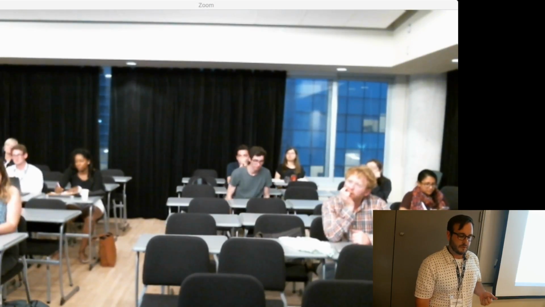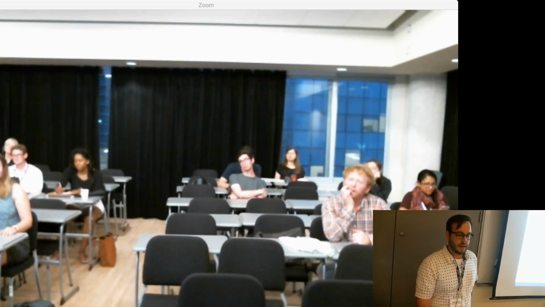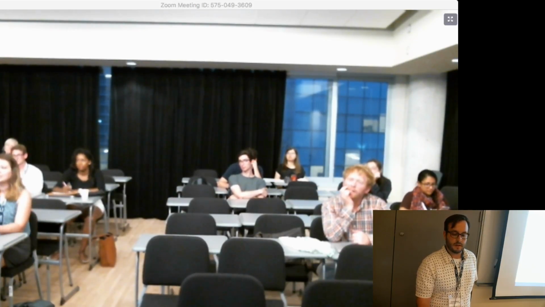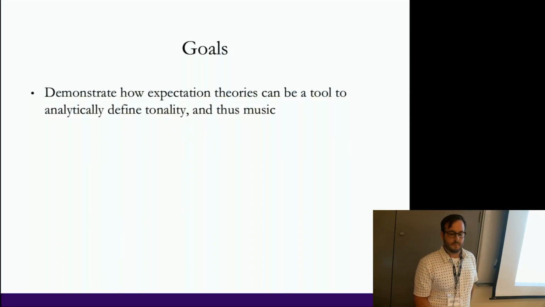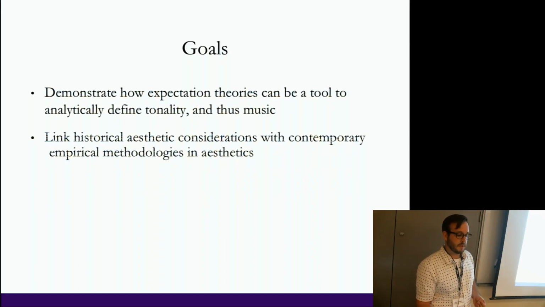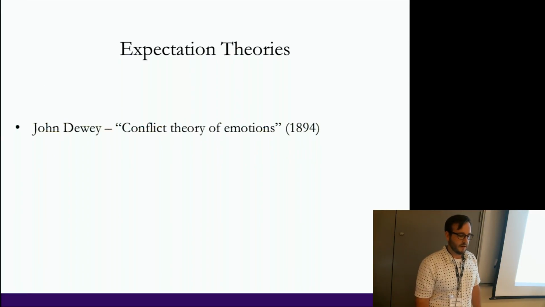So some of the goals: to demonstrate how expectation theories can be a tool to analytically define tonality and thus music. So expectation theories, and specifically the empirical methodologies, also need to be, in my opinion, integrated with some of the historical aesthetic considerations with contemporary empirical methodologies. So just starting to outline sort of my point.